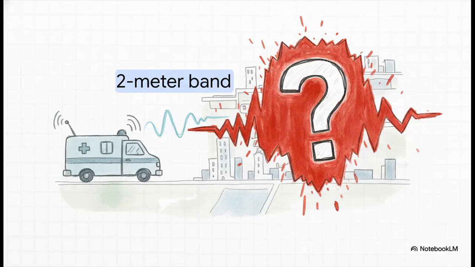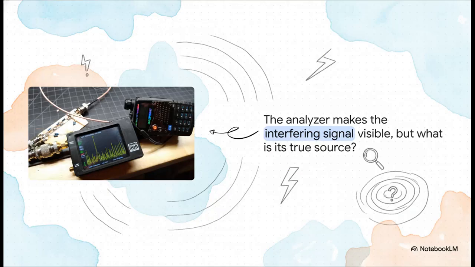Imagine there's this weird, mysterious signal that keeps popping up and jamming the 2-meter band. That's a slice of the airwaves that's often used for emergency communications. It's causing a ton of static, blocking important messages, and nobody has a clue where it's coming from. So an operator grabs a portable spectrum analyzer and hooks up an antenna.